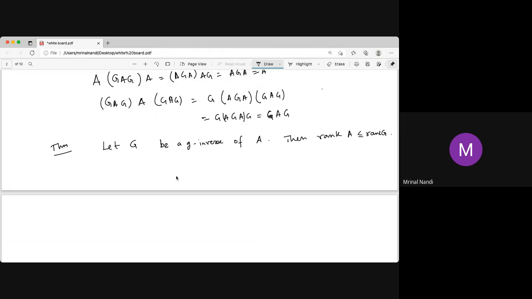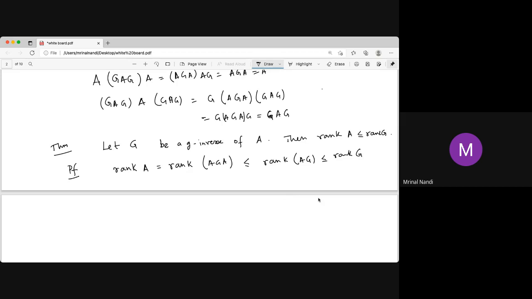Now, what is the proof? Proof is this. Let G be a G inverse, and we know if G is a G inverse, then what happens? Rank of A is equal to rank of AGA, because A equals AGA since G is a G inverse. Now, this is less than or equal to rank of AG, which is again less than or equal to rank of G. The product matrix has a lower rank, or cannot have a bigger rank.